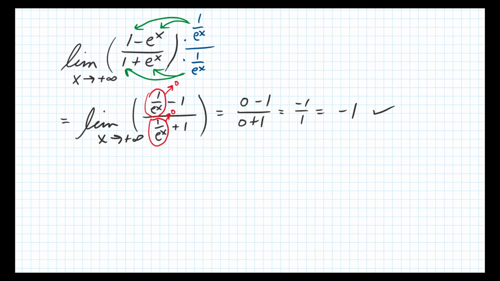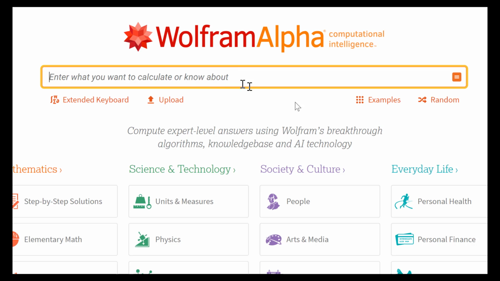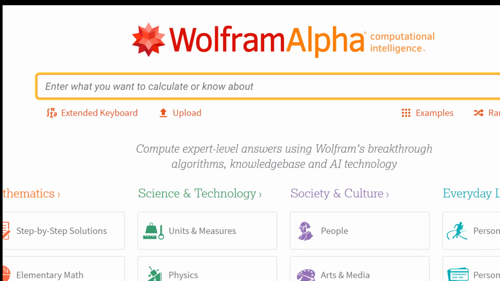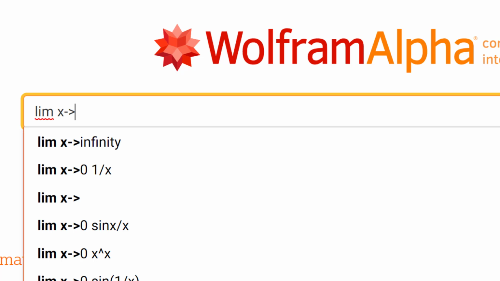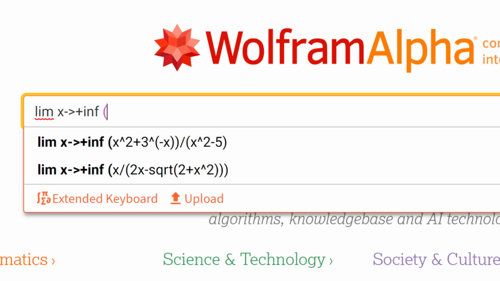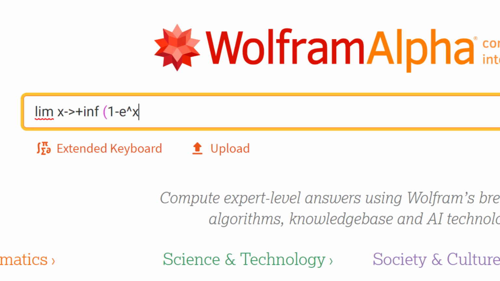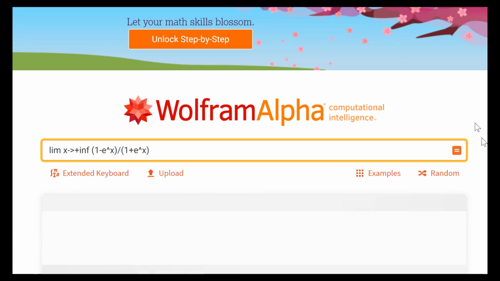Now let's go to Wolfram Alpha and verify our result. Okay, here I'm at wolframalpha.com, and I'll go ahead and type it in. So we have the limit as x approaches positive infinity. I don't think I need the plus, but I'm going to type in INF for infinity. And then the quantity that we were taking the limit of was (1 minus e to the x) divided by (1 plus e to the x). All right, so I typed it in here, and then I'll go ahead and hit the equal sign, and we'll see what Wolfram Alpha says.